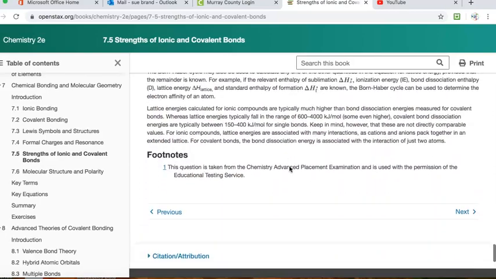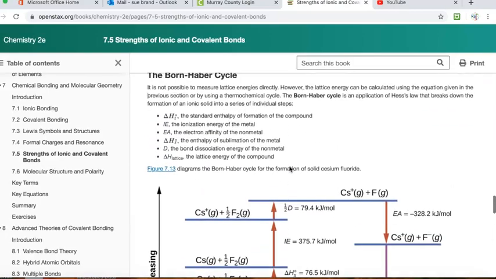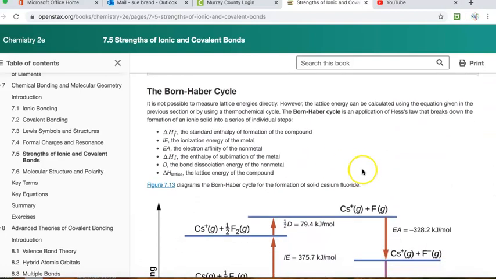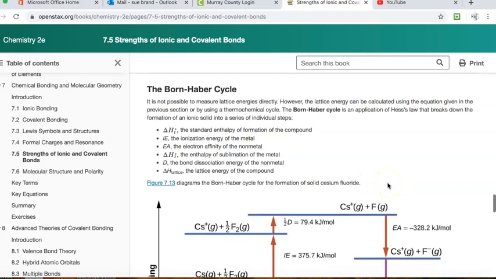All right, I think this is the last topic here, and there's no real examples here. This is just sort of like FYI. Information, the Born-Haber cycle. So here, with lattice energies, you can't directly measure the values. You can measure them indirectly, sort of by using Hess's law.